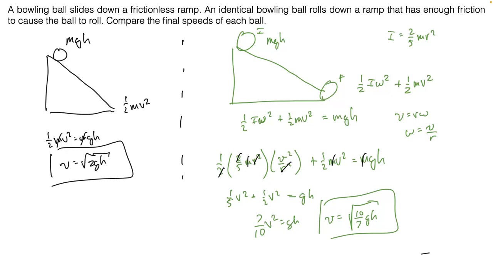Why? Where did the energy go? They started with the same potential energy, right? MGH is exactly the same for both of them. So where did the velocity, where did the 1/2 mv squared go? Into rotation. They have exactly the same energy at the bottom. It's just the rolling one has to split that energy up between translation, center of mass moving in a straight line, and the energy of rotation. And since some of the energy went into rotation, that's energy that wasn't available for translation.